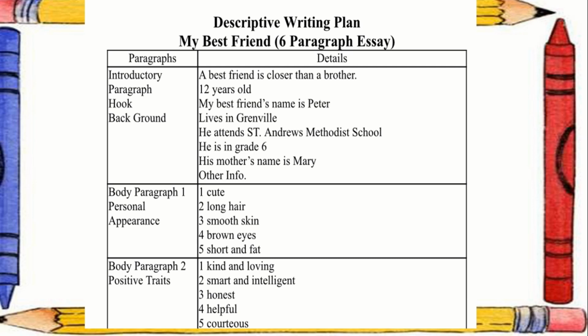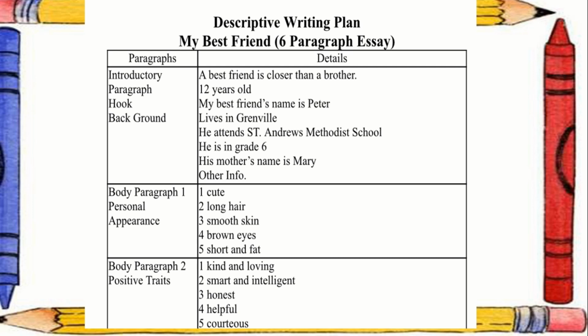Now, when we come to writing, so this is just a plan, this is just a template. But I tell my students, once you begin to write, an easy way to get enough ideas for each paragraph is to simply write 2 sentences about each of the words that you have chosen. So you're going to write 2 sentences about cute, 2 sentences about long hair, 2 sentences about smooth skin, brown eyes, short and fat. All right, let's move on to body paragraph 2.